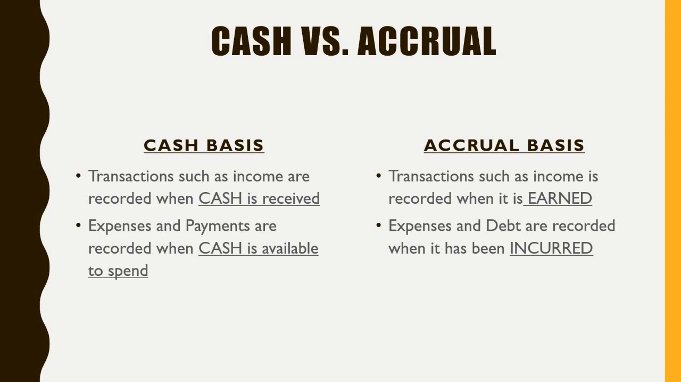On the different side is the accrual type of accounting. Accrual means you're going to record your transaction when it has been earned, especially your revenues and income. You do it when it's earned. When you sell your product, you've earned your revenue, regardless of whether you receive cash or not. If you receive cash, great. If you don't, you can still record it.